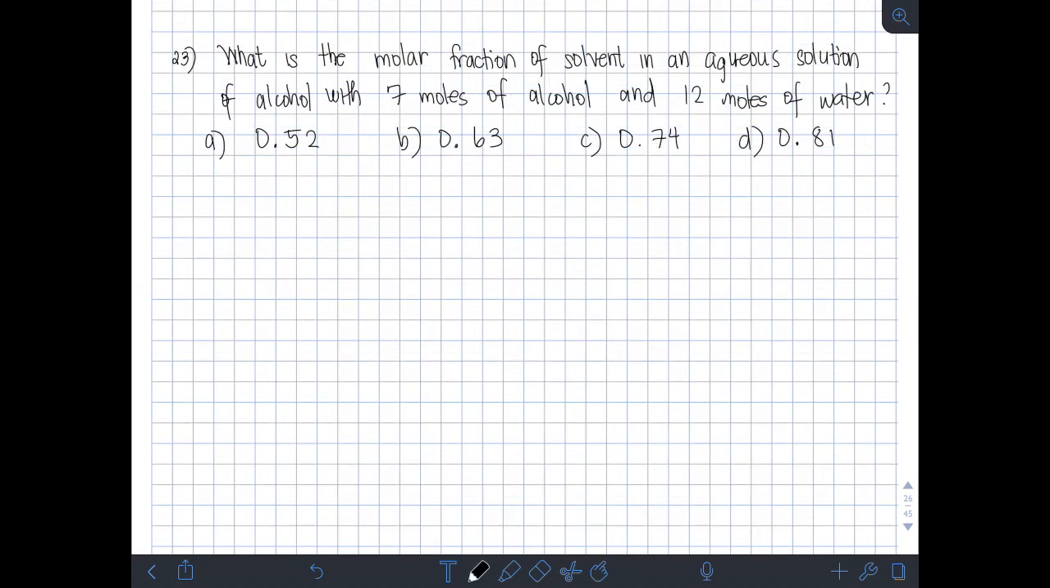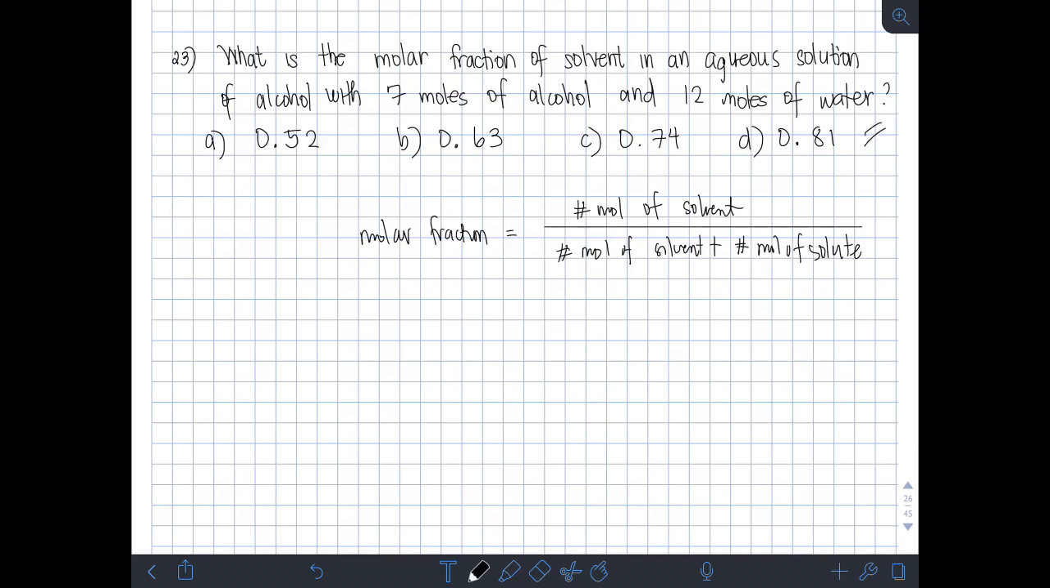Okay, next we have: what is the molar fraction of solvent in an aqueous solution of alcohol with 7 moles of alcohol and 12 moles of water? Okay, so molar fraction of solvent. Simple lang naman yung formula dito. Molar fraction is equal, dahil solvent, number of moles of solvent divided by number of moles of solvent plus number of moles of solute. Yung solvent natin is itong water and yung solute natin is itong alcohol.